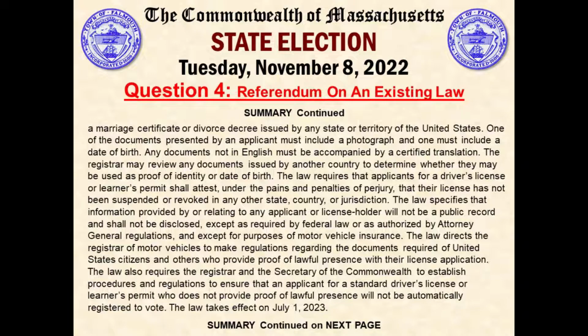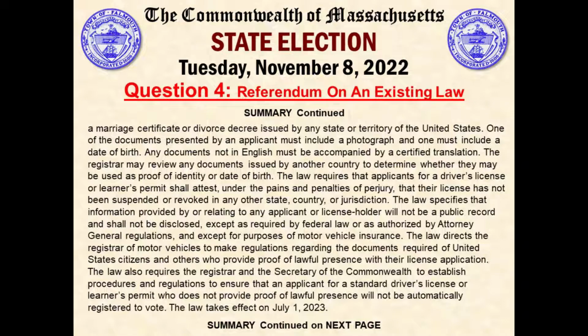The law specifies that information provided by or relating to any applicant or license holder will not be a public record and shall not be disclosed, except as required by law or as authorized by Attorney General regulation, and except for purposes of motor vehicle insurance. The law directs the Registrar of Motor Vehicles to make regulations regarding the documents required of United States citizens and others who provide proof of lawful presence with their license application.